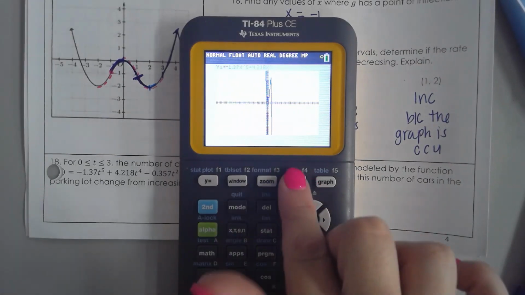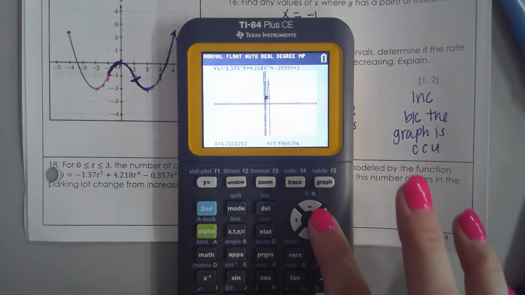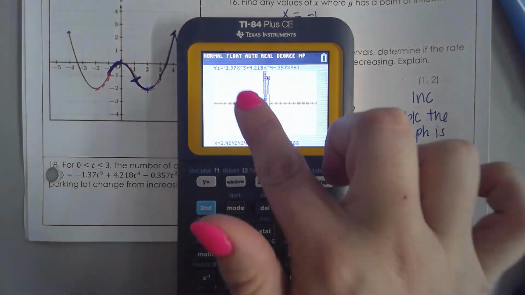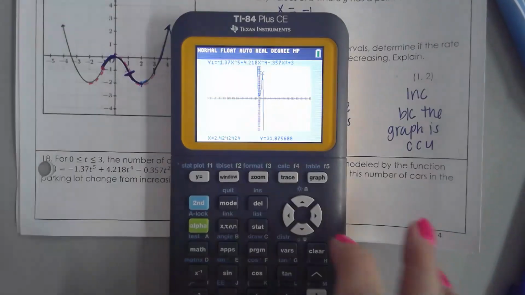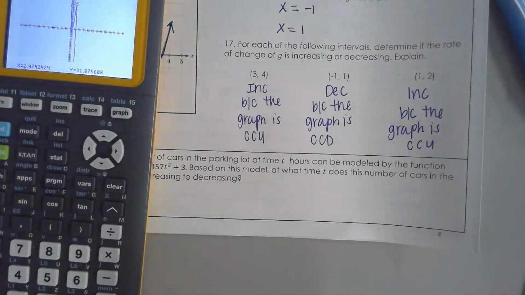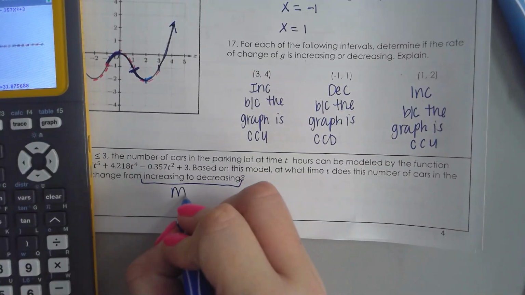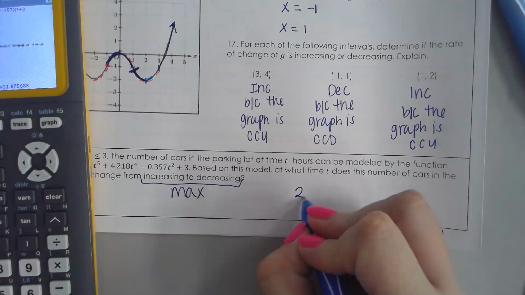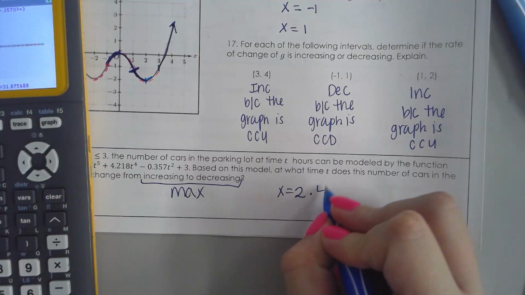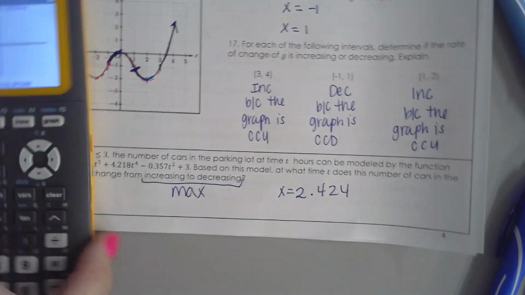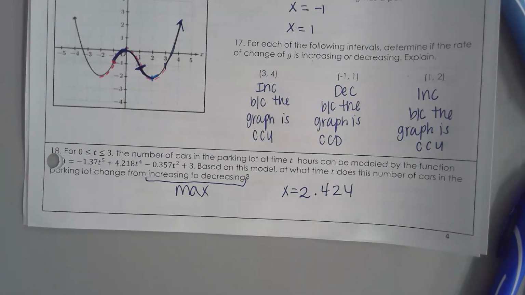Alright, so trace. Right there is the maximum. So that's where it changes from increasing to decreasing. Increasing to decreasing is a max at x equals 2.424. That's the number of hours.